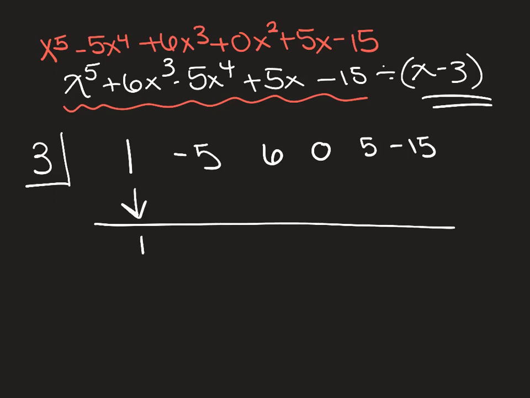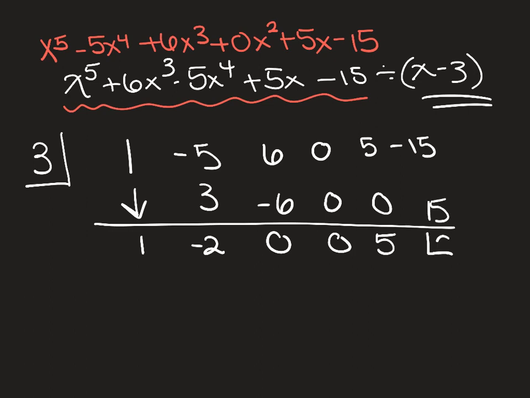Drop your first number down and then multiply. 1 times 3 is 3. Negative 5 plus 3 is negative 2. Negative 2 times 3 is negative 6. 6 minus 6 is nothing. 0 times 3 is nothing. 0 plus 0 is 0. 0 times 3 is 0. Oh, finally a number. 5 plus 0 is 5. 5 times 3 is 15. I get a remainder of 0. When you get a remainder of 0, that means the divisor is a factor of what you're dividing into, the dividend.